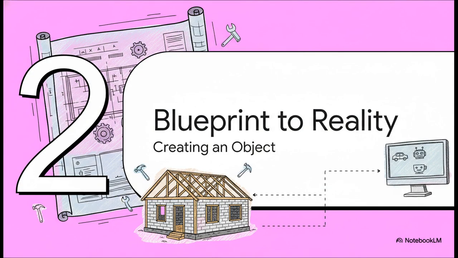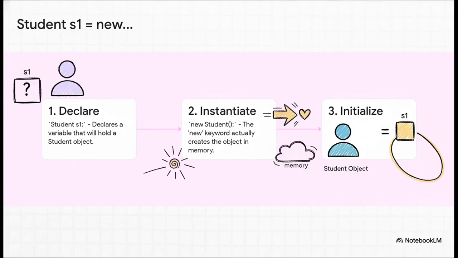Okay, so we've got our blueprint, our class. That's great. But how do we actually start construction? How do we build the house? Let's take a look at what that actually looks like in Java code. This one little line of code might look pretty simple, but it's actually doing three totally separate things. First up, Student s1. That's the declaration. You're just giving Java a heads up saying, hey, I'm going to need a variable named s1 that can hold a Student object. At this point, no object even exists.